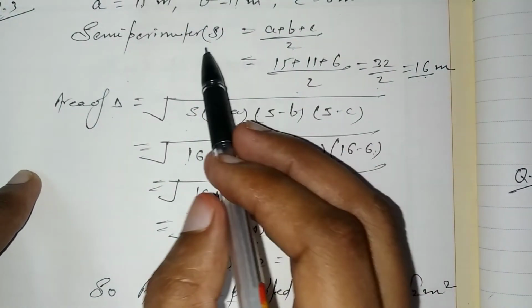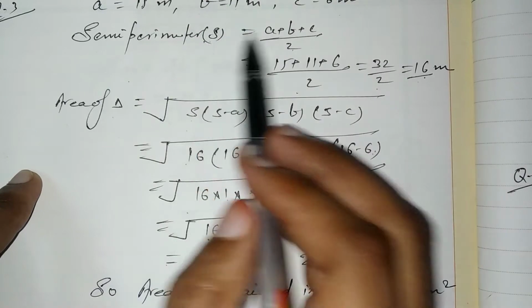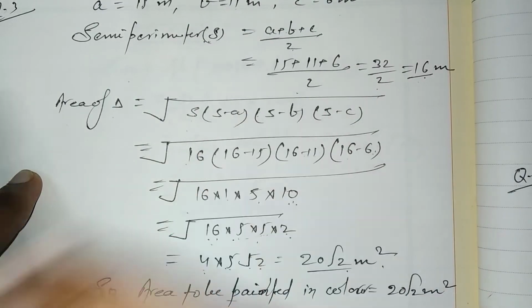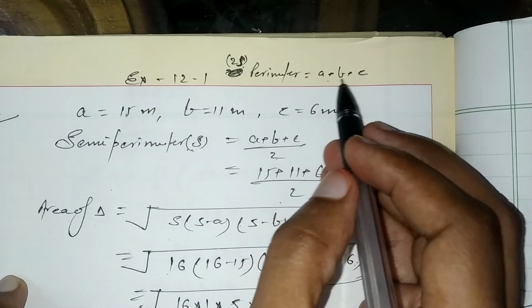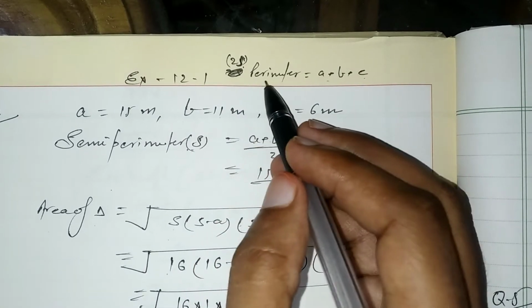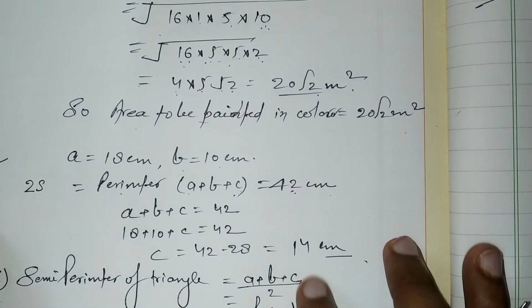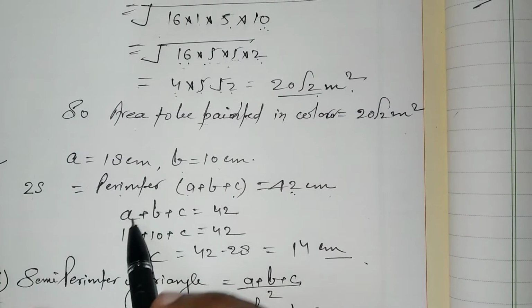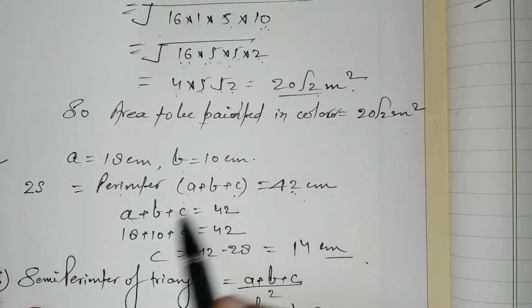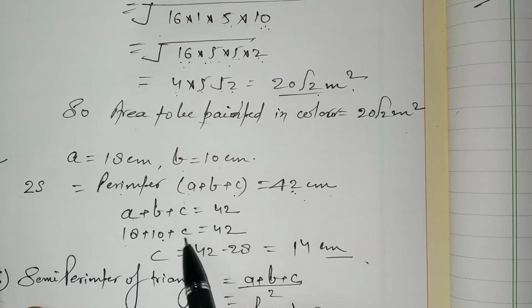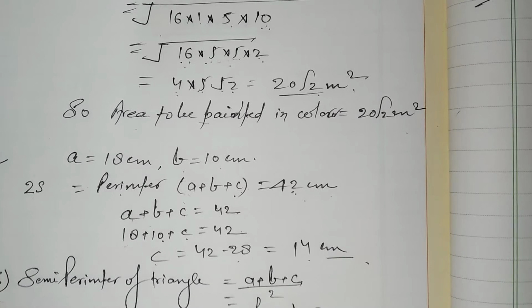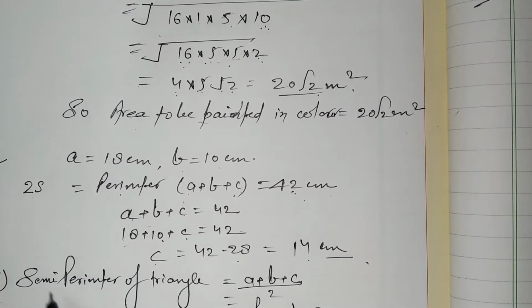From here you can also see, you do the cross multiplication. a plus b plus c equals what? 2s will come. So remember 2s equals a plus b plus c. This 2s is the perimeter. So we are given perimeter 42. a plus b plus c equals 42. You put the values of a and b, 18 and 10, here, and then you will find c. 42 minus 28 equals 14. This is the value of c, side c.